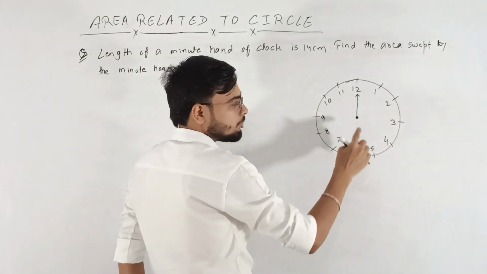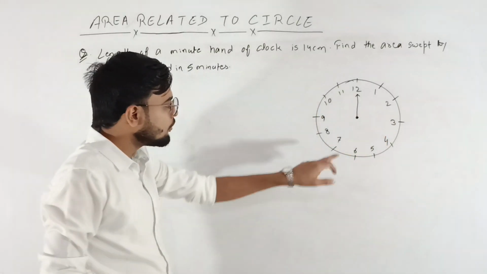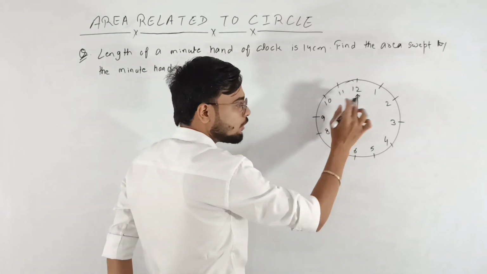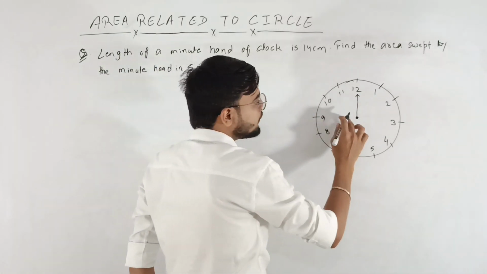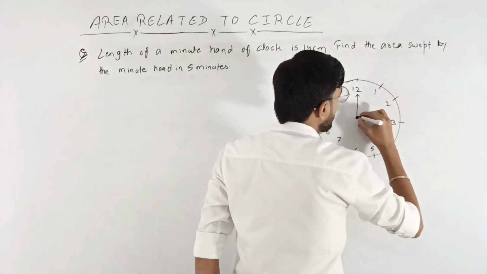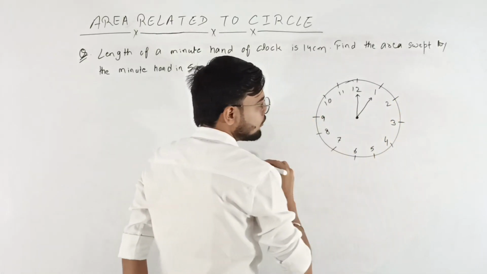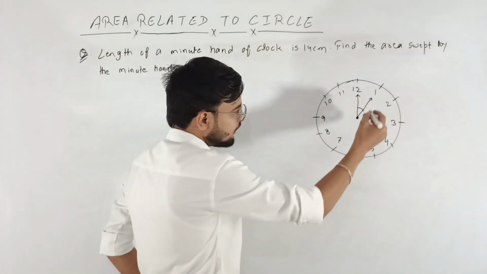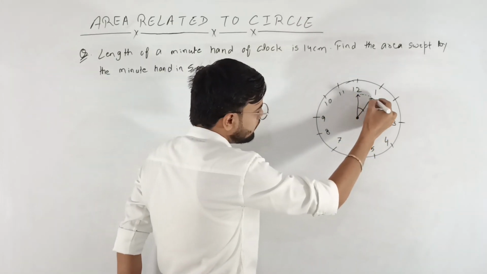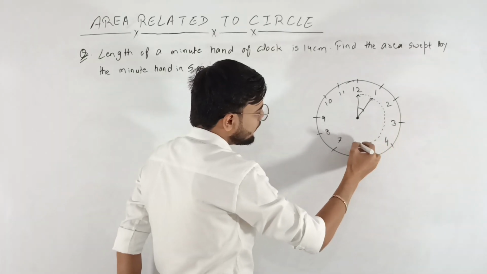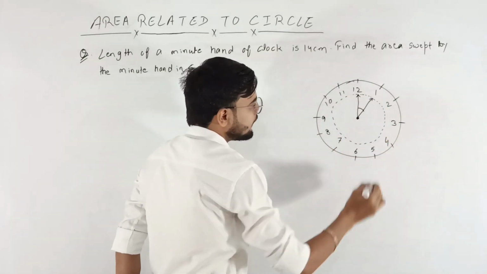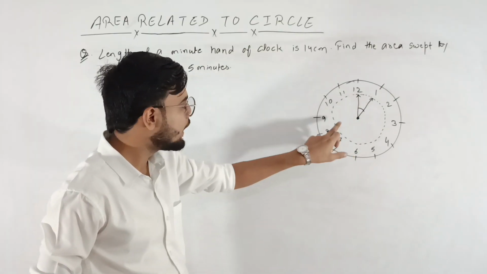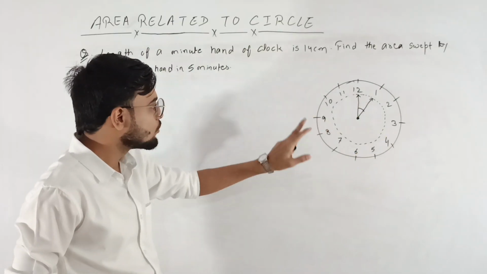So now look, suppose this initial position is at 12, when 5 minutes complete, then the position of this minute hand is pointing towards 1. So now we have to find this area. Now look here, if I draw an imaginary line, if I draw the path of this rotation of minute hand, then I get a circular path. Okay, so there is a circle.